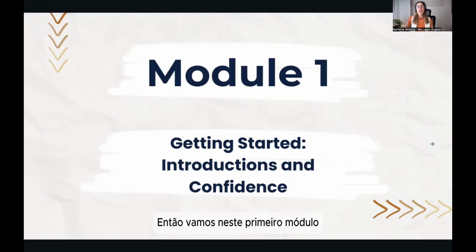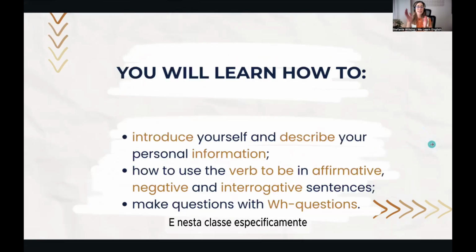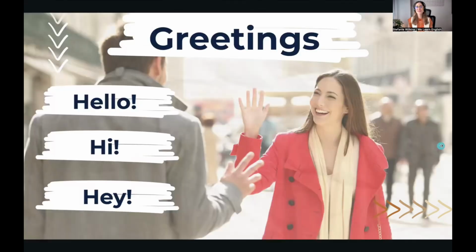So let's go. In this first module, and in this class specifically, you're going to learn how to introduce yourself, how to describe personal information, and also how to use the verb to be. Yes, in affirmative, negative, and interrogative way. And I also want you to learn how to make WH questions. That's right. And be prepared because you have a special task at the end.